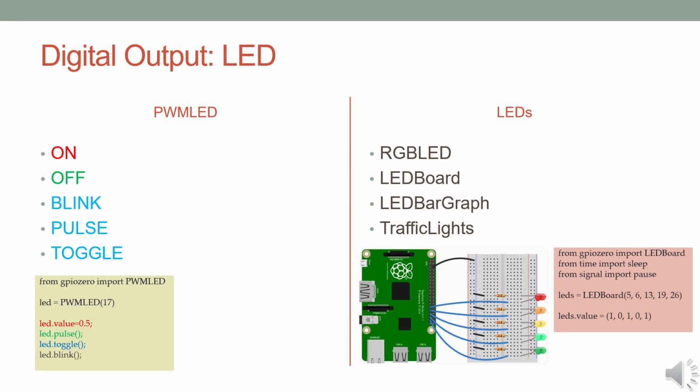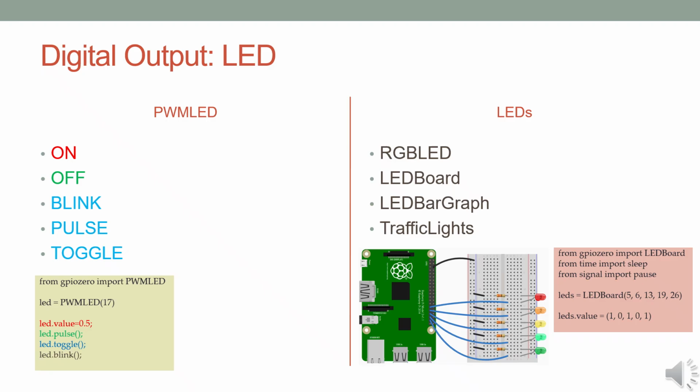In addition to single LEDs, gpiozero supports controlling multiple LEDs as a single object. The LED board class, for instance, allows you to define multiple pins for multiple LEDs and then control all of them in one line of code. By assigning a tuple to LED's value, each LED can be switched on or off simultaneously according to the corresponding tuple element. This approach scales well for multi-light arrangements, such as RGB LEDs for color mixing, LED bar graphs for level indicators, or traffic lights for simulation projects.